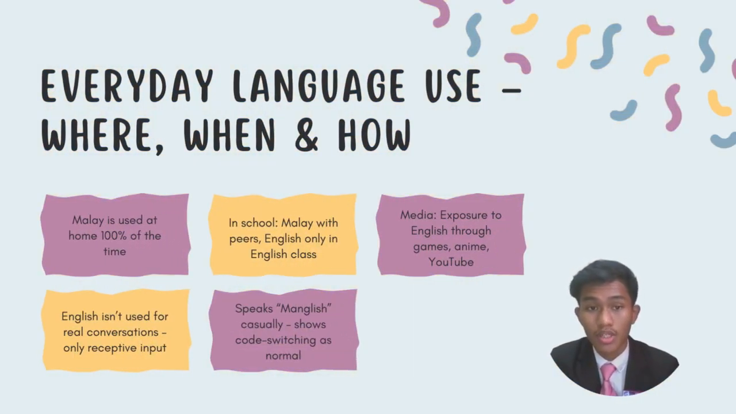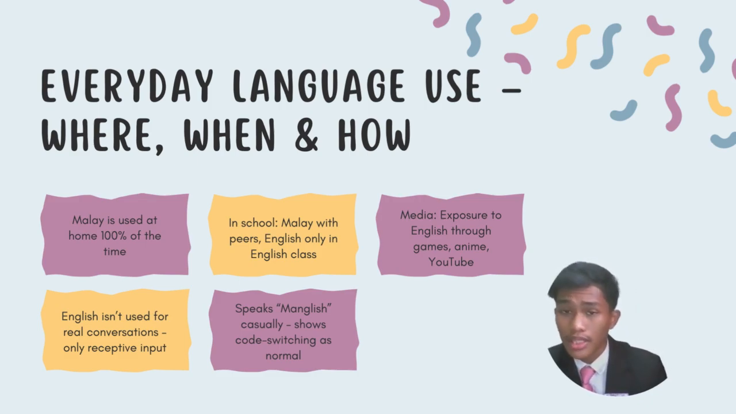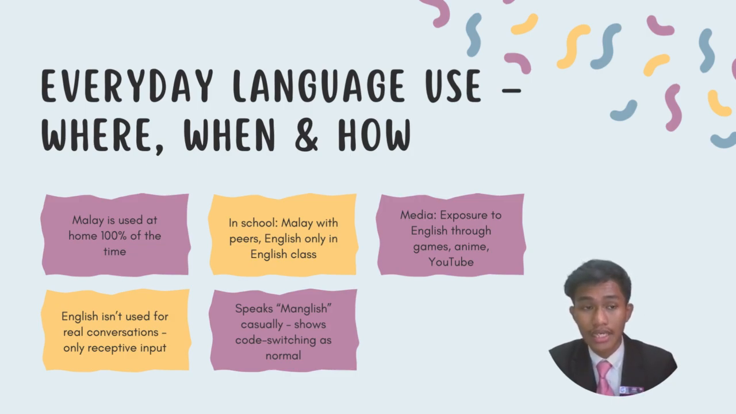For this slide, we will talk about everyday language use, which is where, when, and how. The interview revealed very clear patterns in the child's language use. At home he used Malay exclusively, 100% of the time. All conversation with his parents, siblings and relatives is in Malay. At school, he uses Malay with his friends in casual settings. He only uses English during English class or English lessons, and even then, he sometimes switches back to Malay when he gets stuck trying to speak English.